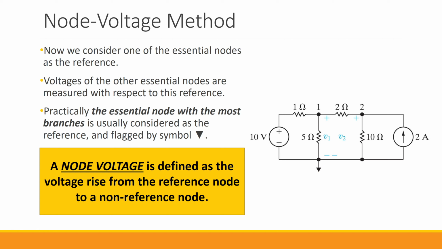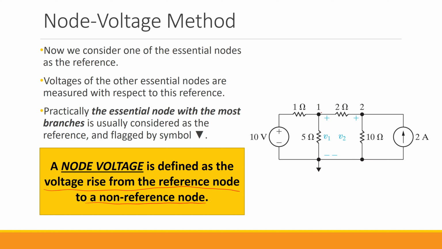As I said, the node voltage is defined as the voltage rise from the reference node to a non-reference node. Since we are measuring the voltage with respect to the reference, and we conceptually assume that the reference node has a voltage of 0, for assigning the polarities for these nodes, we consider the ground or the reference node to have a negative polarity, and the other nodes to have the positive polarity. That's why we call this node voltage the voltage rise from the reference node to the non-reference node.